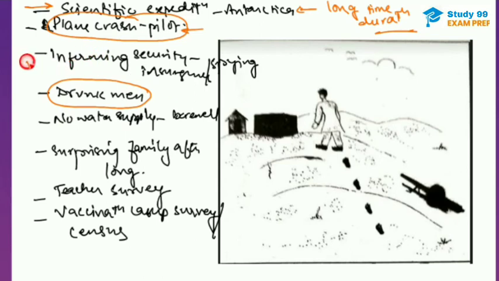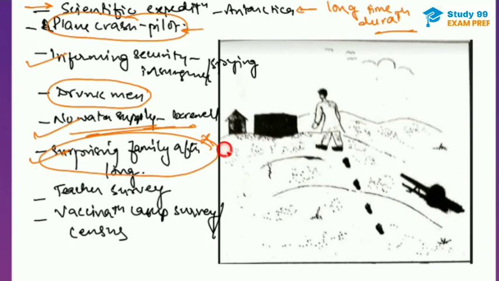Now, informing security, that can be done. Okay? Water supply borewell, again, this will be a long drawn procedure. Try to add something which immediately solves the problem. Surprising family after a long time. What will you write in this? He surprised his family. The family got emotional, the family got happy. The family threw a party and then they enjoyed life like anything. Just think of a story wherein you can add value to something.